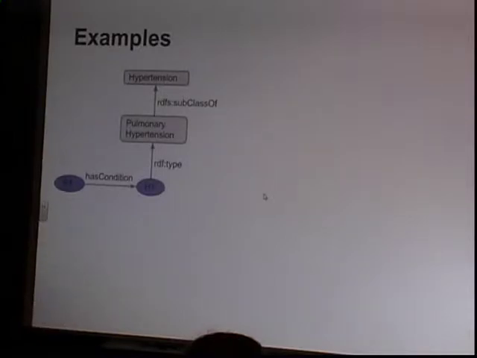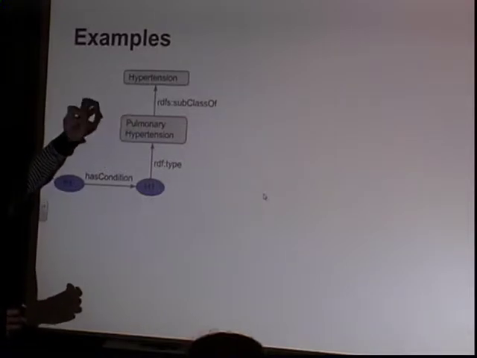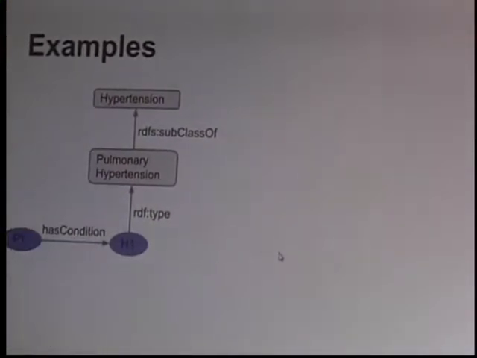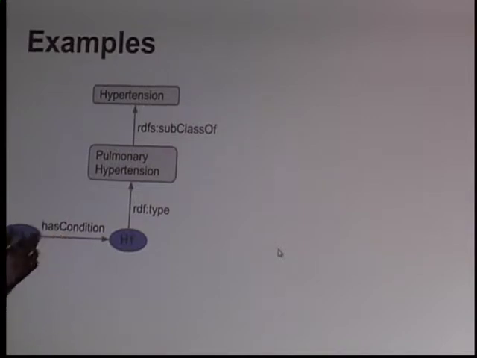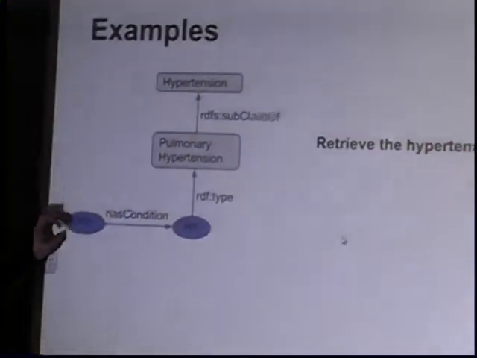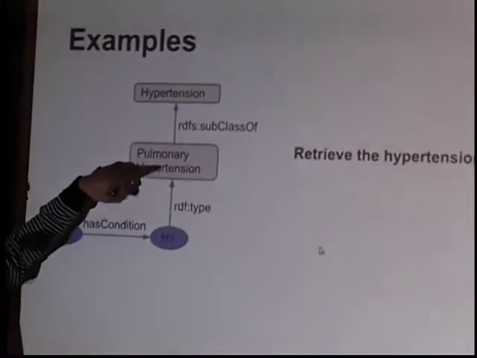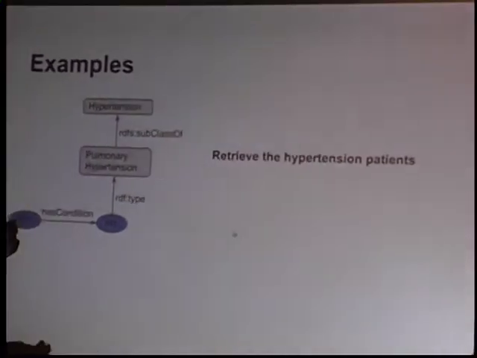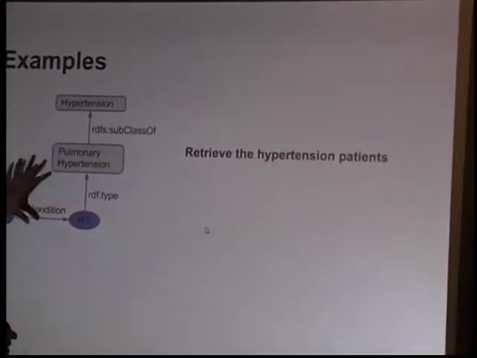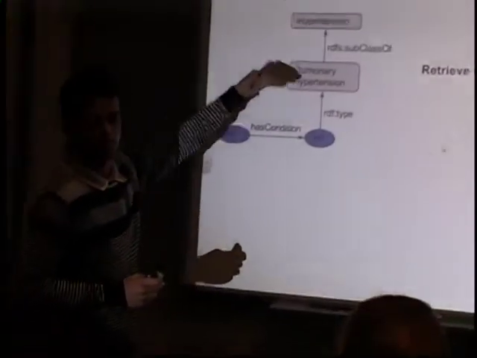Let's see what it adds. I have a knowledge base saying that pulmonary hypertension is a type of hypertension, a subclass. And I have a patient, and I know that the patient has the condition pulmonary hypertension. So this H1 is of type pulmonary hypertension. Now if somebody asks me, give me all your hypertension patients, even though this patient does not directly attach to hypertension, since I know that pulmonary hypertension is a type of hypertension, I can answer that P1, this patient, is a hypertension patient. Even though it is not explicitly mentioned here, I can infer such things.